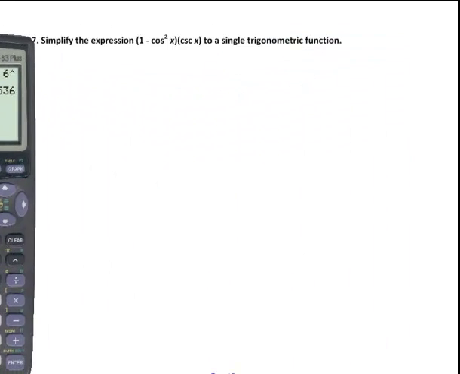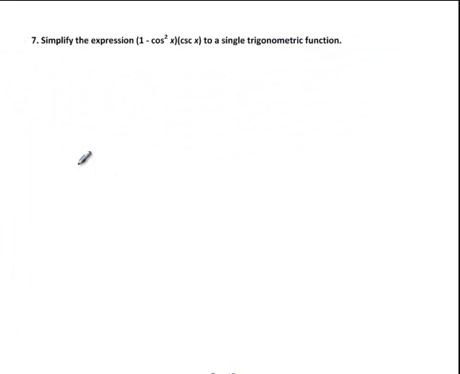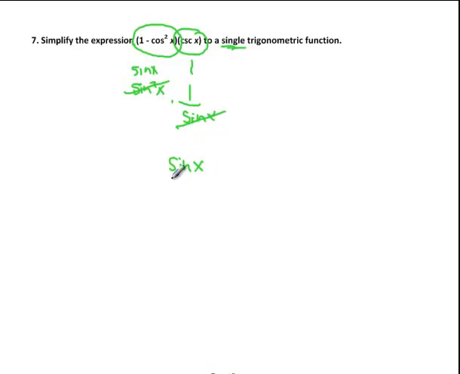Simplify this expression into a single trigonometric. All right, so here are all those formulas I had made you memorize and torture. Cosecant is 1 over sine. 1 minus cosine squared is sine squared. Here go those flashcards. When I multiply, a denominator of sine cancels out with one of the numerator sines, leaving me with my single trigonometric function of sine of x.